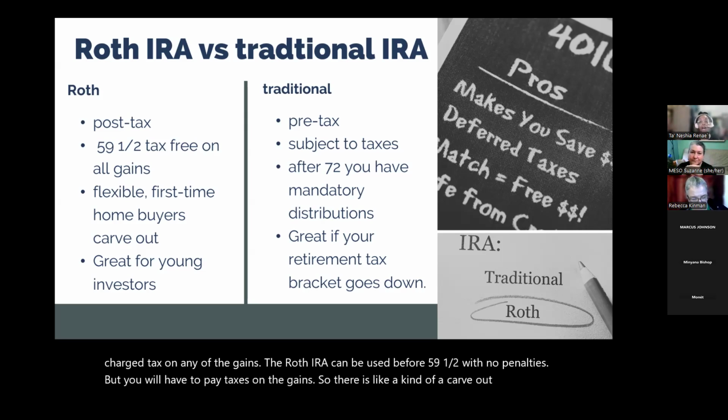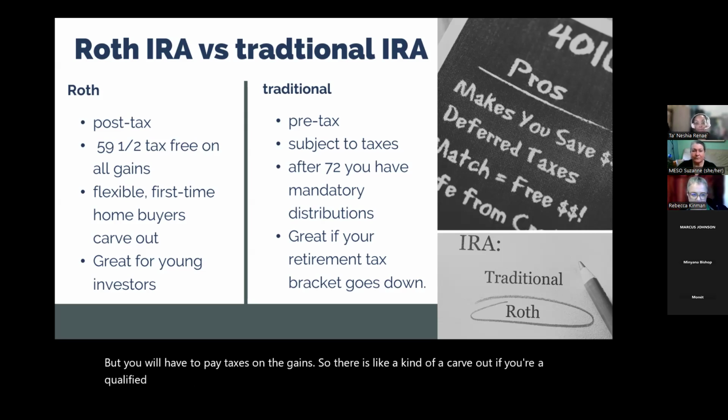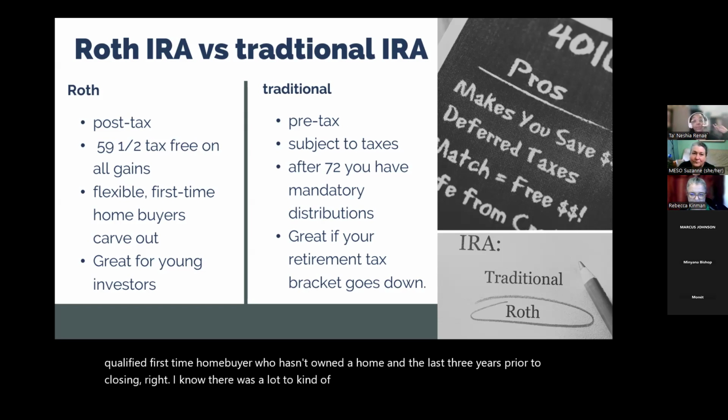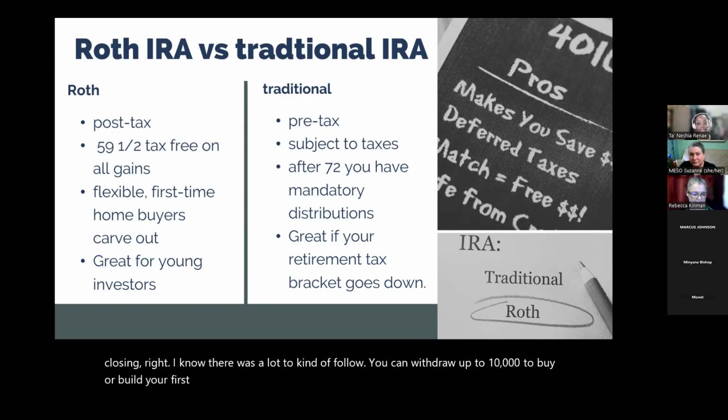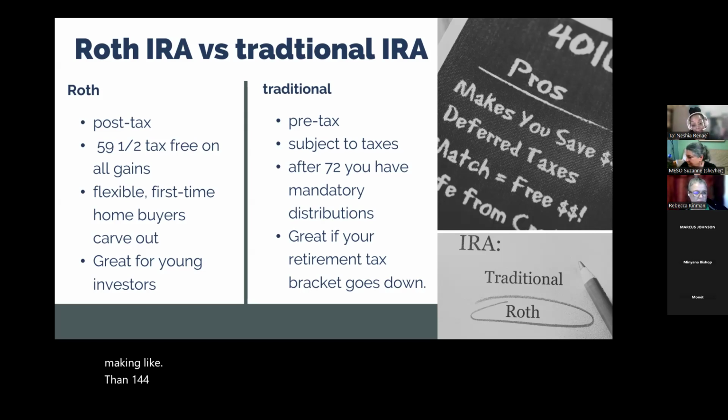So there is a kind of a carve out. If you're a qualified first time home buyer who hasn't owned a home in the last 3 years prior to closing, right? I know that was a lot to follow. You can withdraw up to 10,000 to buy or build your first home without a 10% tax penalty. Some qualifications: only people making less than 144,000 or couples making less than 214,000 are eligible.